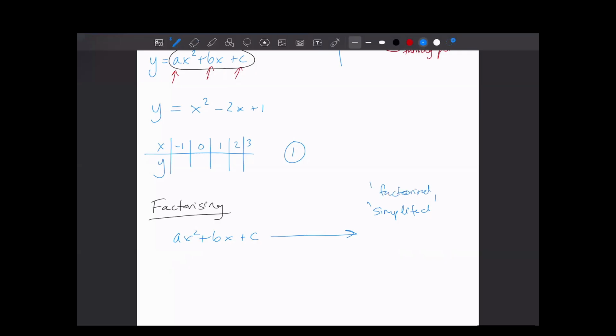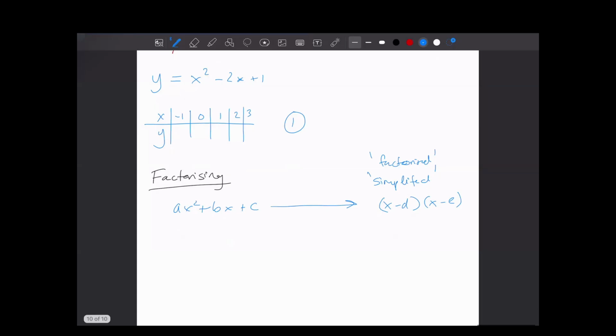Oh, is it x plus a, x plus b? Awesome, very, very nice. We want to turn this into something like x plus... Actually, just because we use a, b, and c here, let's come up with different letters. Maybe d and e, something like this. For now, I'll call it x minus d, x minus e. Very good. We want to turn this equation into this.